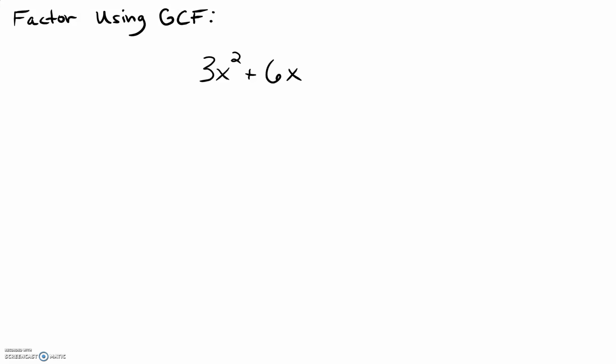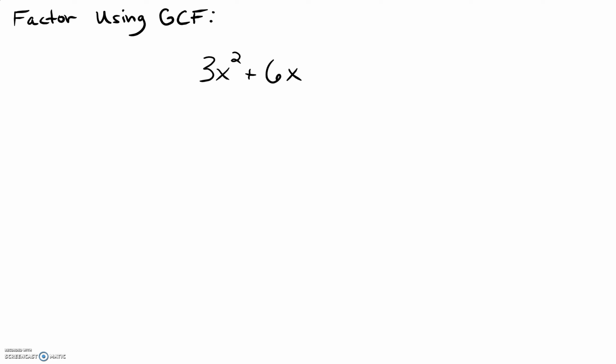For this video, we want to factor the polynomial that we're given using the greatest common factor, or GCF method. Our polynomial is 3x squared plus 6x. What we want to do is look at the 3x squared and the 6x and figure out what the greatest common factor is that we could factor or divide away from both of those terms.